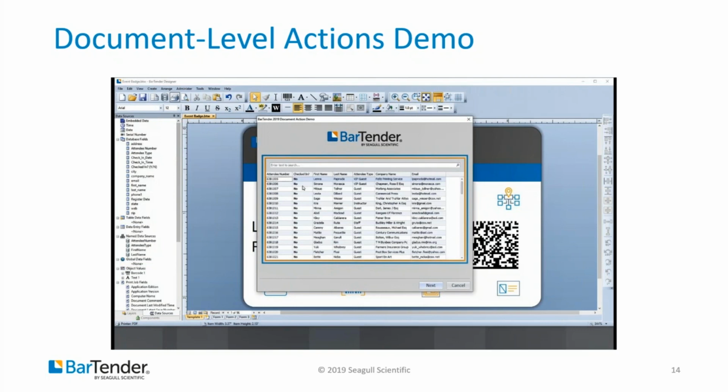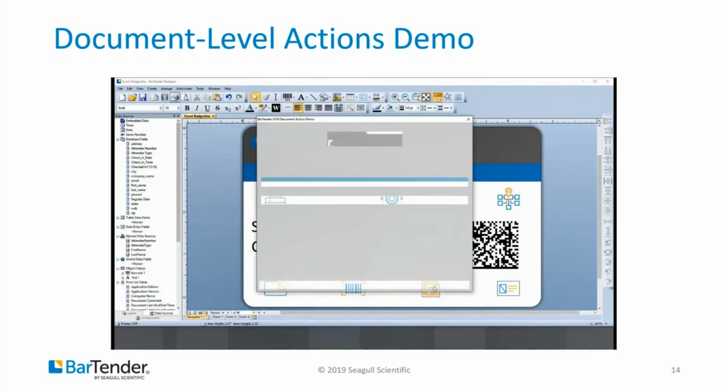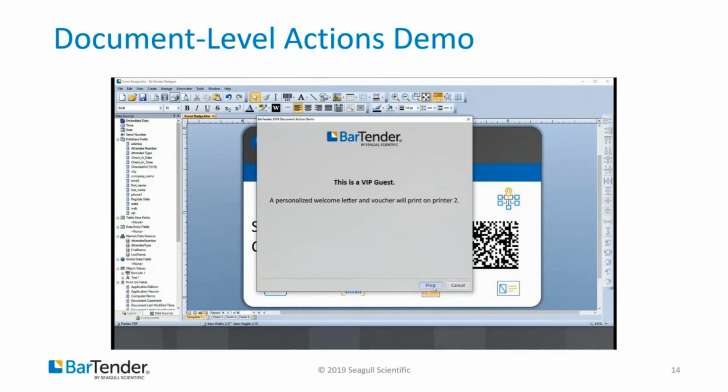So because we want to trigger that conditional form, we're going to select a random VIP guest here. So we'll hit next. We're going to see a preview, if you remember, of the badge itself. So, okay, let's double check that that's correct. The company name is correct. The attendee confirms. We're happy. And if this was not a VIP member, this would just print. But it is. So we're shown this form here.